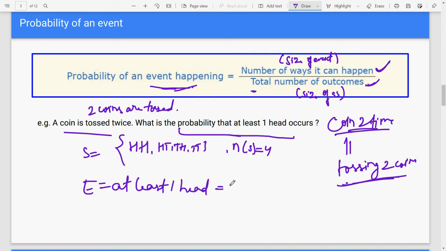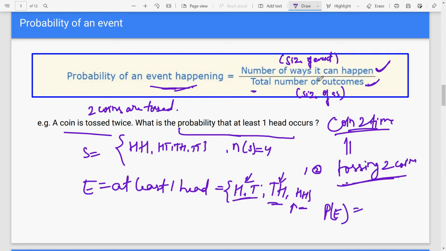If you look at the sample space, what is this event talking about? At least one head means either one head or two heads. One head means HT or TH, and two heads means HH. These are all the possible outcomes in the event: HT, TH and HH. Here you have one head, one head, and two heads. The probability of the event, P(E), is the size of the event divided by the total number of outcomes. The size of the event is 3 and the total number of outcomes is 4. So your probability is 3/4.